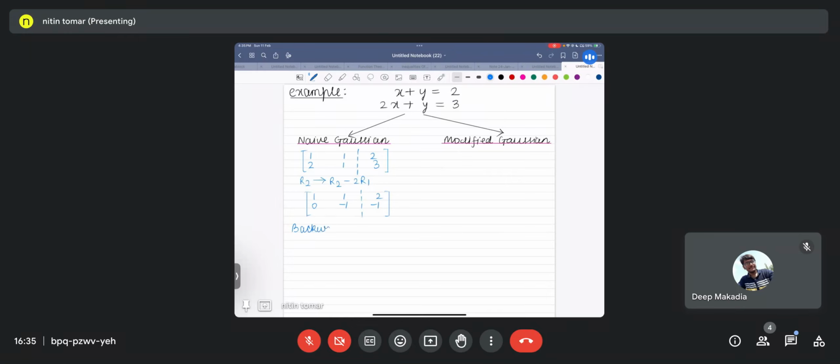And if you follow the backward substitution, we have y is equal to 1, and then x is equal to 1. Now, if you apply modified Gaussian, again you will get this same thing. But you cannot apply modified Gaussian directly here, right? We have to interchange the rows.